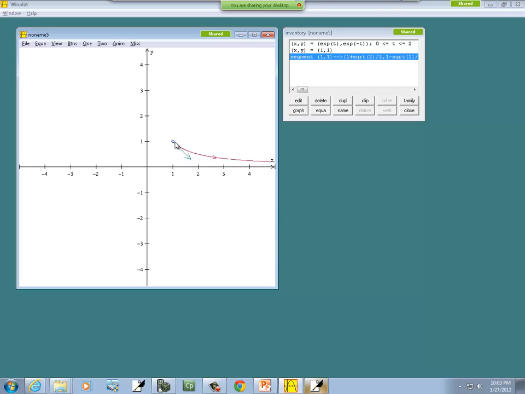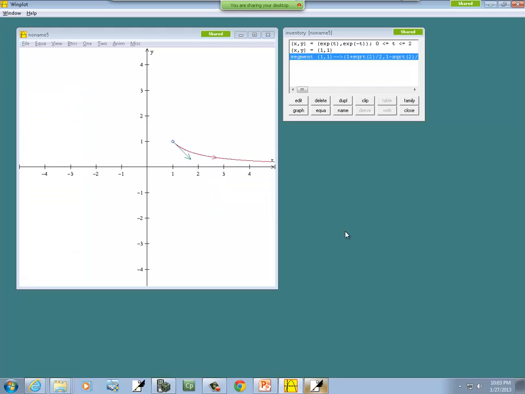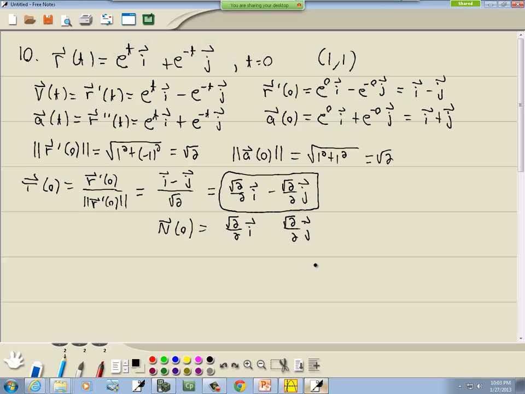And there's our tangent vector. So our normal vector is going to go off this way, which means the x is increasing and the y is increasing, so both of them are positive. So if I can find my tablet here, both of these are positive. So that's our answer.